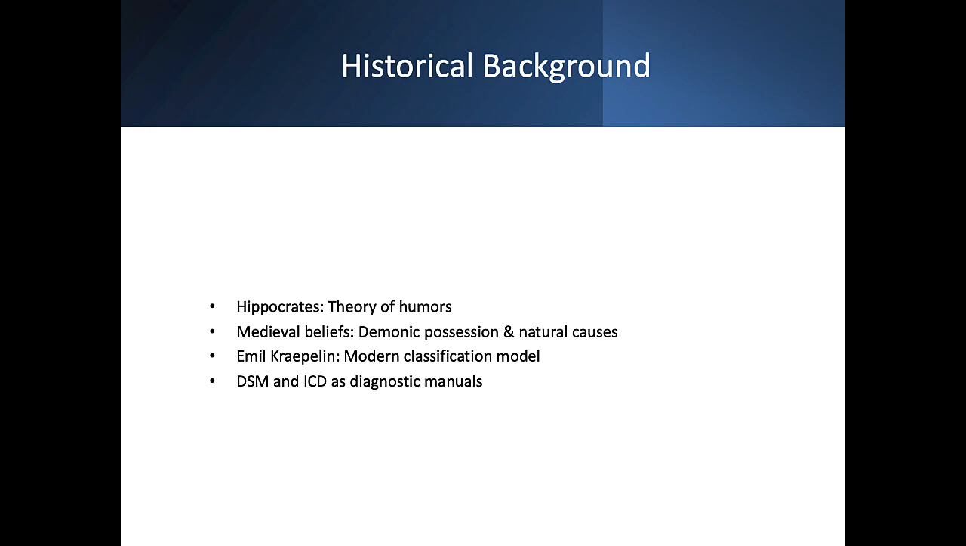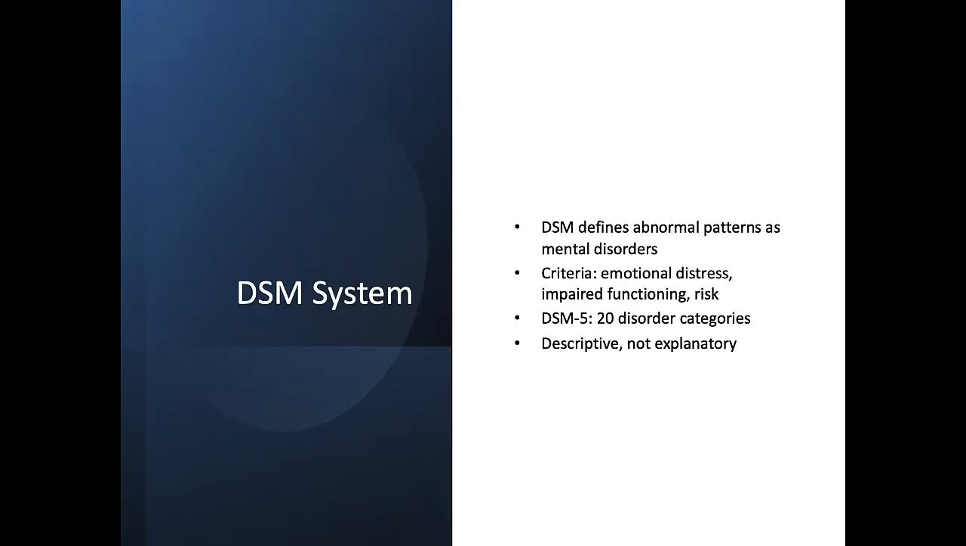While the DSM is widely used in the United States, it's worth noting that the World Health Organization's International Statistical Classification of Diseases and Related Health Problems, or ICD, is the most widely used diagnostic manual globally. So, what are the key features of the DSM system? The DSM classifies abnormal behavior patterns as mental disorders, which involve emotional distress, significantly impaired functioning in areas like work or family, or behavior that puts individuals at risk for suffering, pain, disability, or even death.